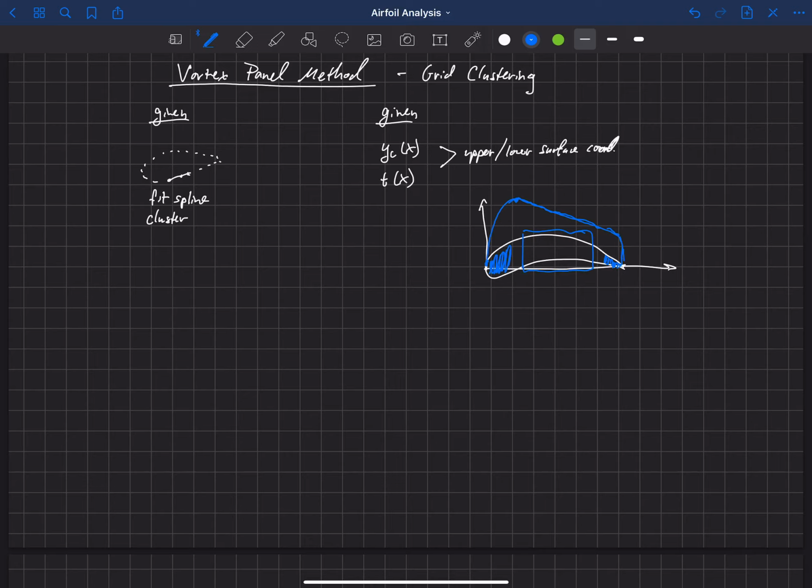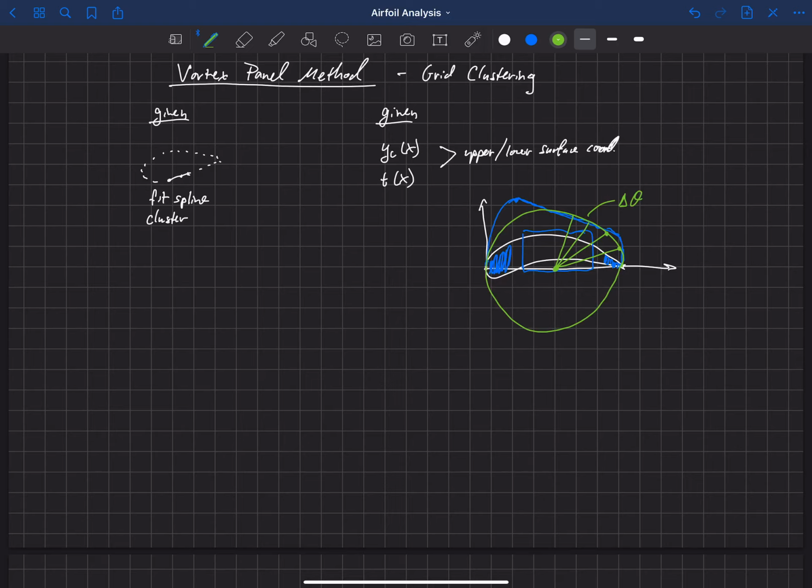So the most common method for clustering nodes on an airfoil is called cosine clustering. So let's draw what that kind of looks like on this airfoil. What we do is we go to the center of the airfoil and we basically draw a circle around that airfoil. And instead of dividing up the x locations evenly, what we do is we divide this circle up in even increments of some delta theta. And that delta theta depends on how many nodes we want on the airfoil.